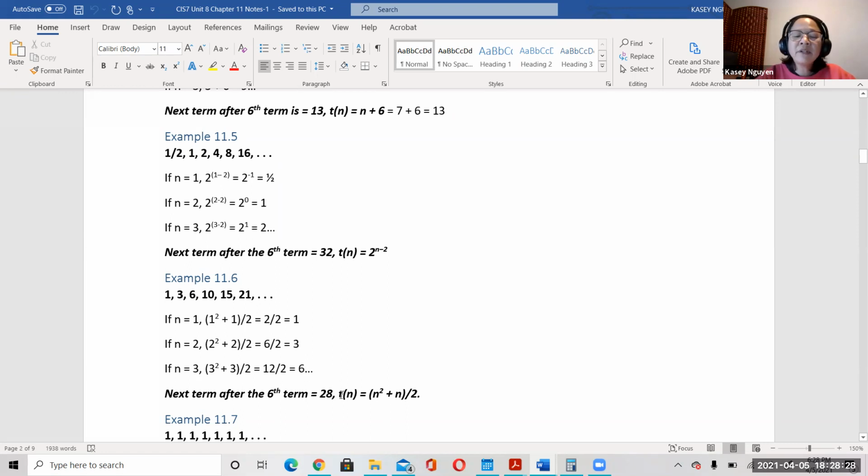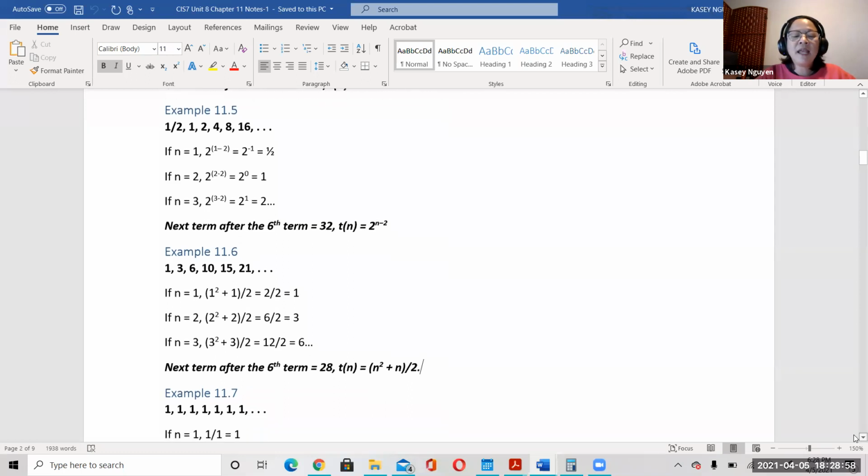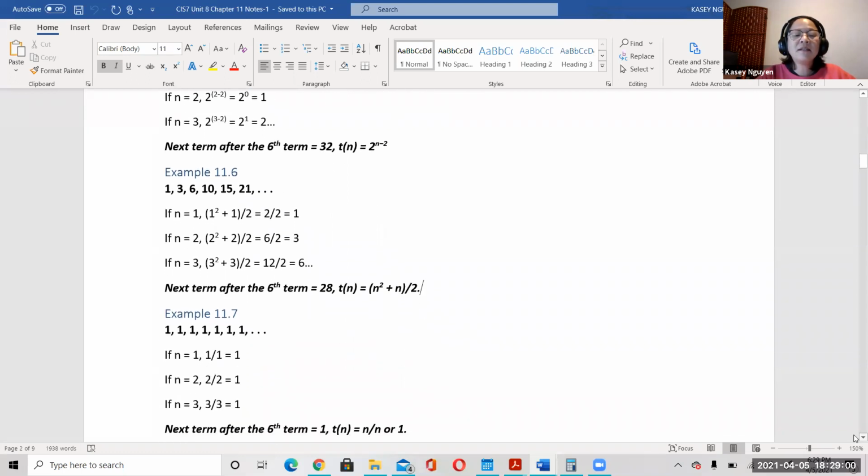So we can conclude that T of n is equal to n squared plus n, divided by 2. To solve for the 7th term or the 20th term, you simply plug in the position value, the n, and come up with your output. Okay, so this one's a little bit more complex. Then we can take a look at the next one.